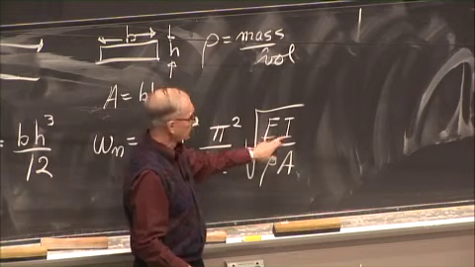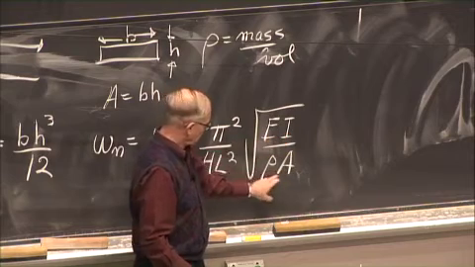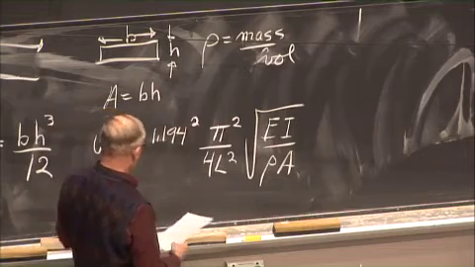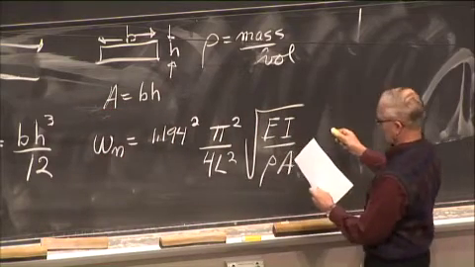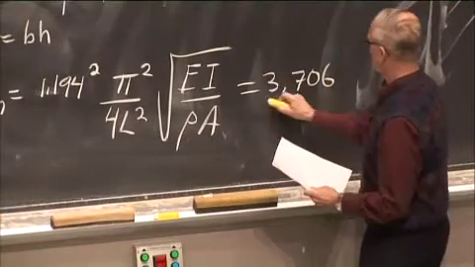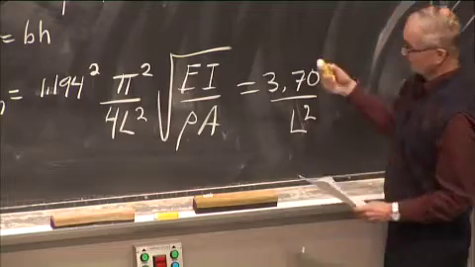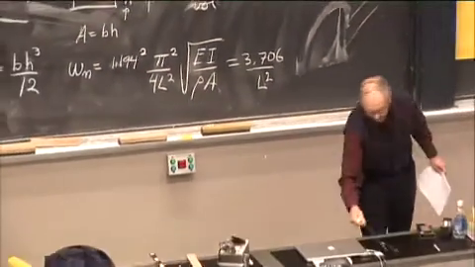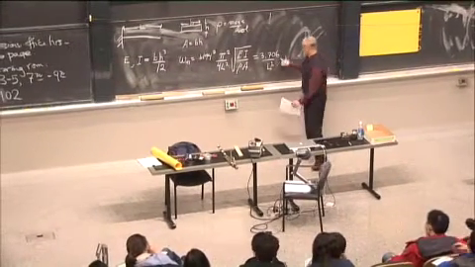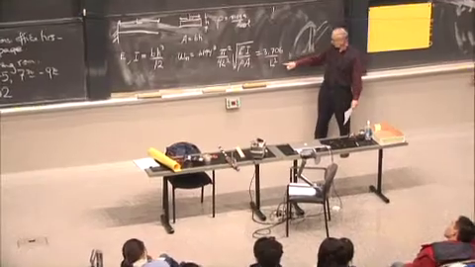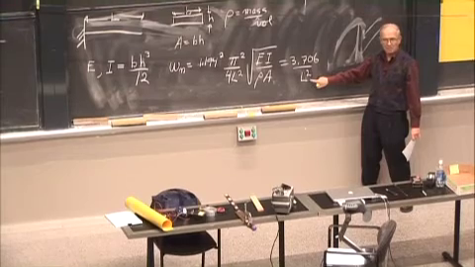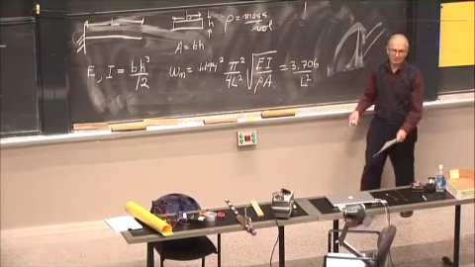E is just a property of the material. That's a property of the beam. This is a property of the beam. This is just a constant. All of that's a constant. If I figure this all out, I will come down to a number that is 3.706 divided by L squared for a steel beam of these dimensions. It's 30 thousandths of an inch thick and about half an inch wide, over L squared. So now, if all I have to do is determine the frequency that thing's vibrating at, measure the length of this little beam, and calculate it, and I'll know what the frequency is.